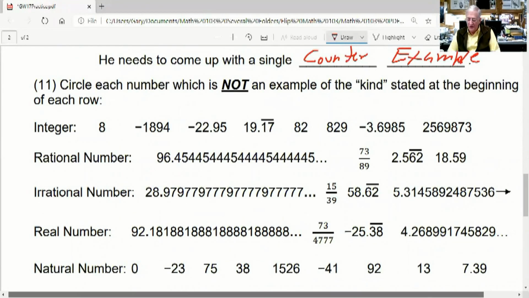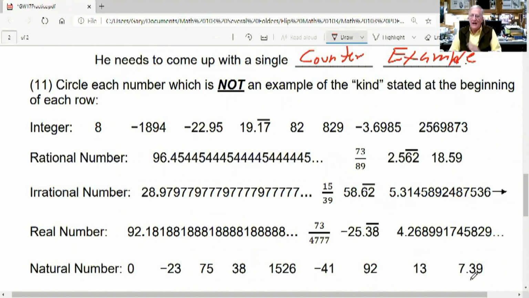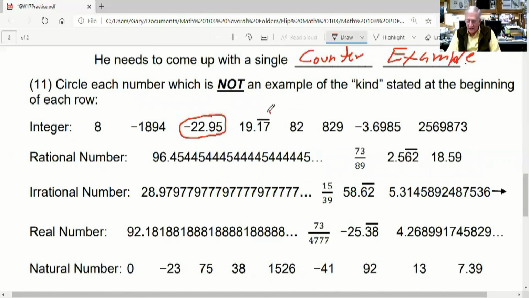Okay, so let's have a look. I want numbers that are not integers. Well, 8 is an integer. Negative 1894 is an integer, right? But negative 22.95 is not an integer because why? It has a decimal on it. So that one is not an integer. This is not an integer. It's a rational number. It has a fractional decimal equivalent at 17/99, right? So it's a fraction. It is definitely a rational number, but it is not an integer. Integers cannot have fraction or decimal parts.